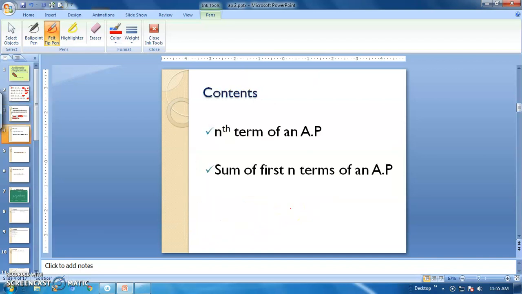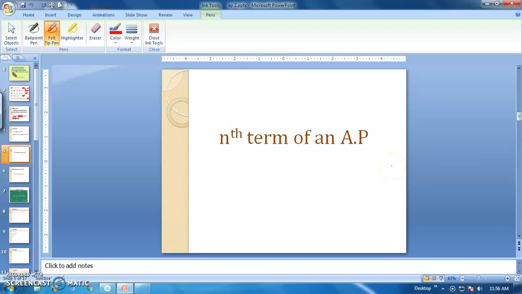So here in our content only two sections are there, that is the nth term of an AP and the sum of the first n terms of an AP. We are seeing the nth term of the AP only now.